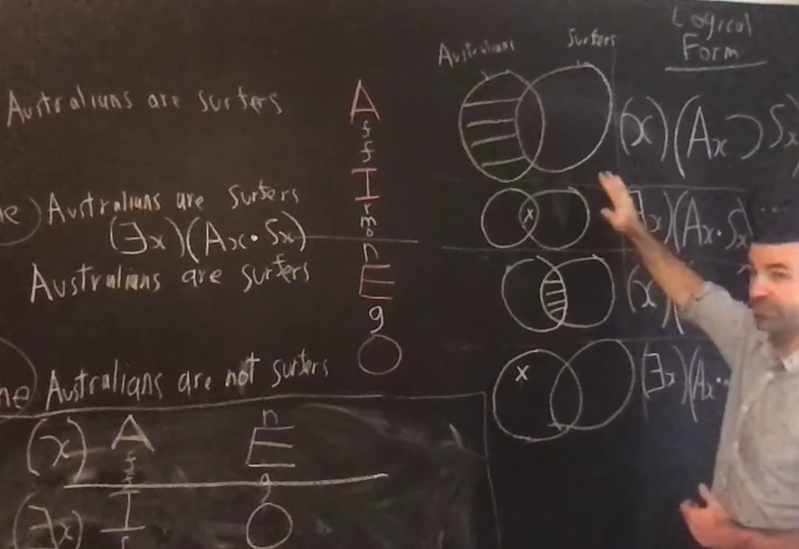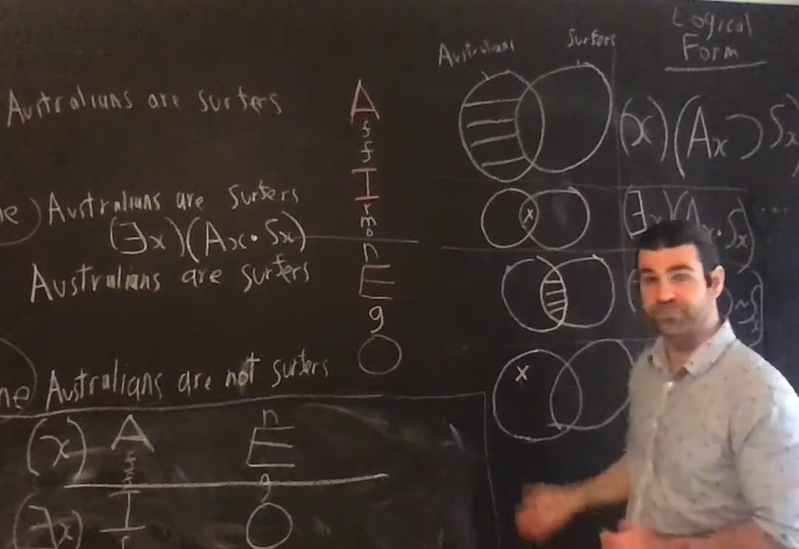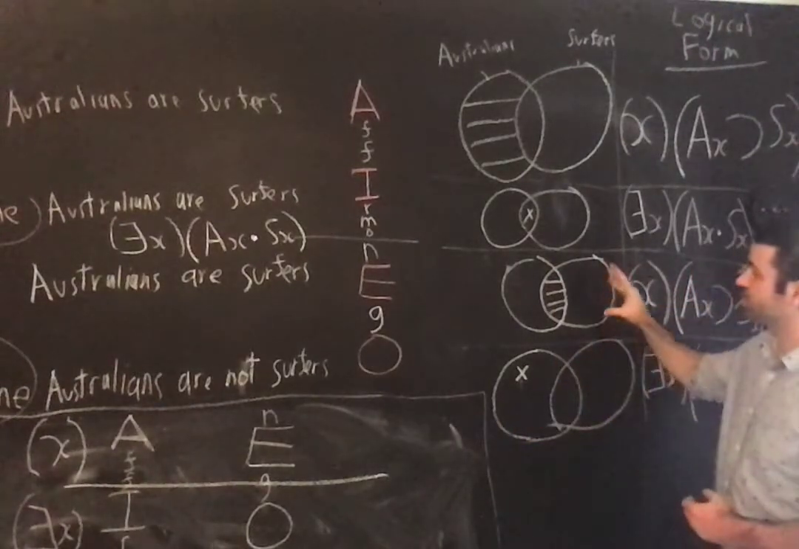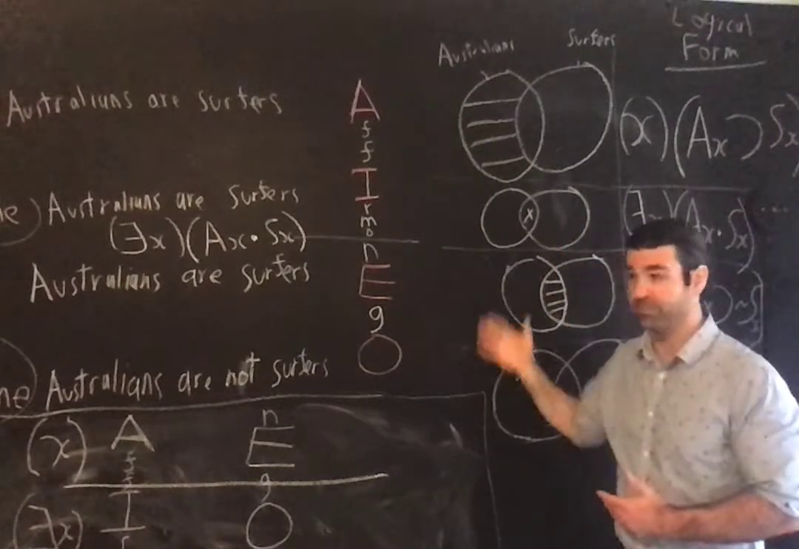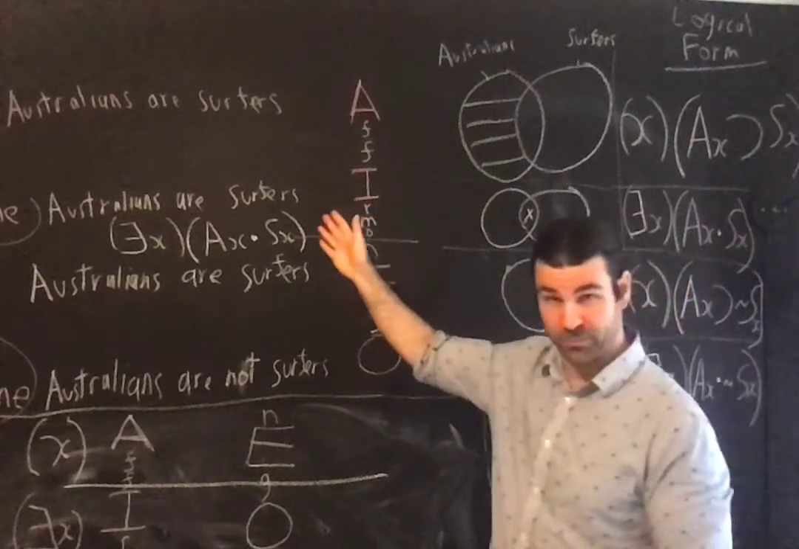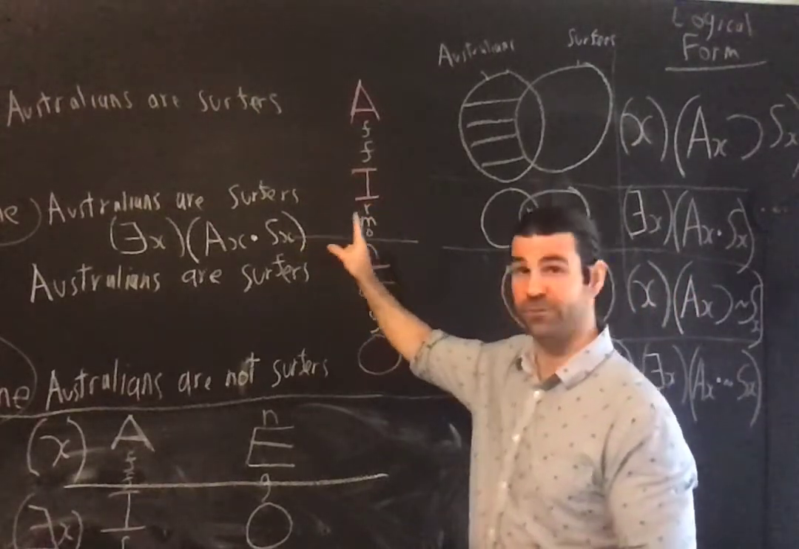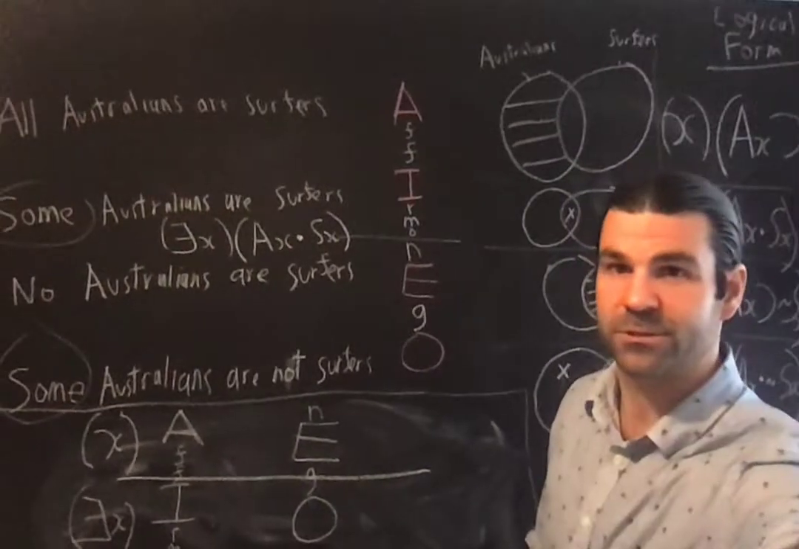You see these four all differ, and each one is going to be a diagram of one of the sentences. So the A form, start with that. All Australians are surfers. Sorry, no, I'm cutting off the end of it there. All Australians are surfers.